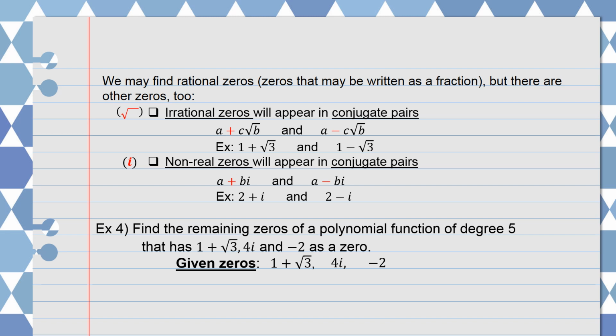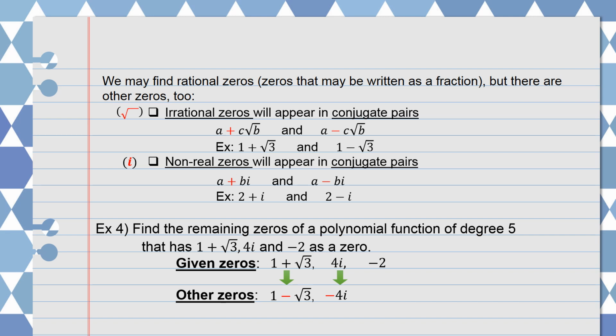Now it says find the remaining zeros, so we have to look for other zeros. Here's what we do. We look at the first zero given and we ask, do we see a square root? And we do, which means we automatically have to include its conjugate. Since this one was 1 plus square root 3, the conjugate must be 1 minus square root 3. The next zero we were given was 4i, and so we look. Do you see a square root? No. Do you see an i? Yes, which means automatically we must include its conjugate. Since this is a positive 4i, its conjugate would be negative 4i.